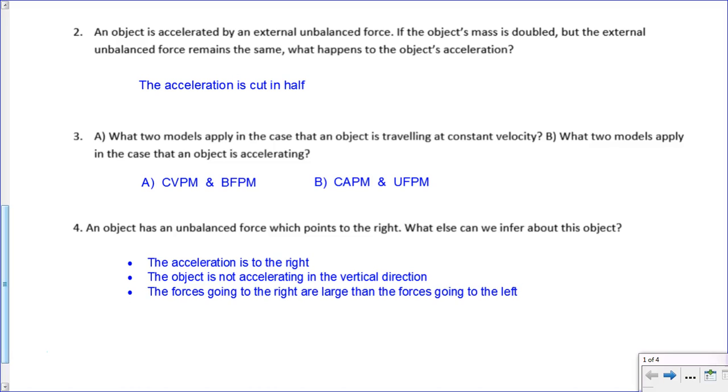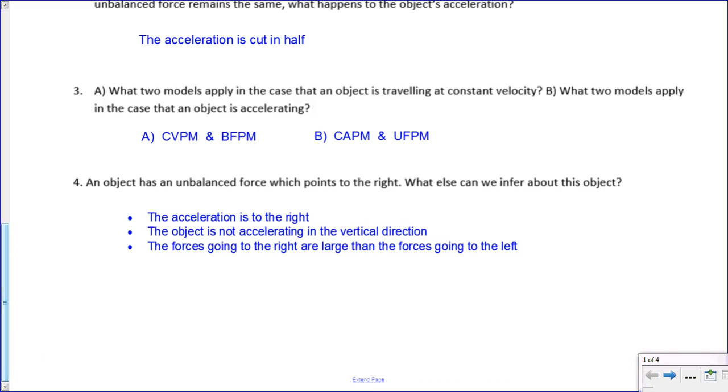So this one says an object is accelerated by an external unbalanced force. If the object's mass is doubled, but the external unbalanced force remains the same, what happens to its acceleration? What we're doing here is we're doubling something's mass, and there's a force on it, but we're keeping the force the same as it was originally. So if you have double the mass, but you're pushing on it with the same force, the acceleration gets cut in half. Make sure that you could think about other alternatives of this. For instance, let's say you wanted to maintain the same acceleration and you doubled the mass, what would you have to do to the force? Well, you would have to double the force as well to maintain that same acceleration. Things like that.